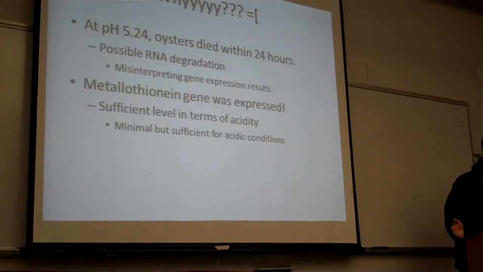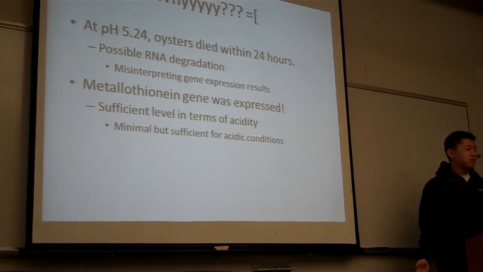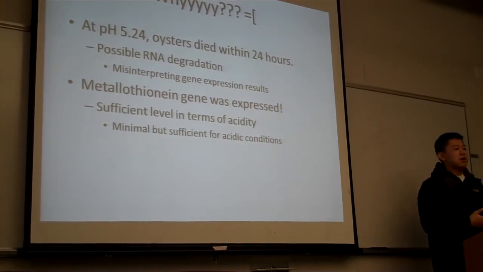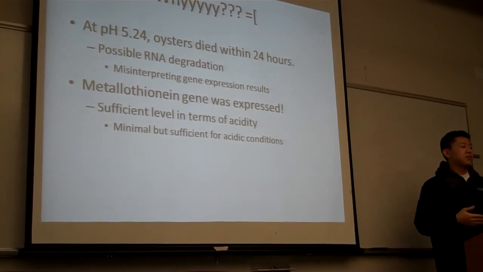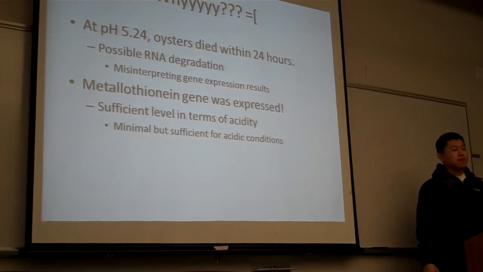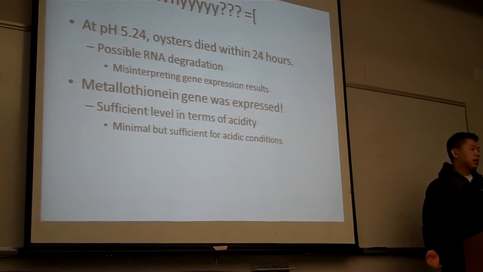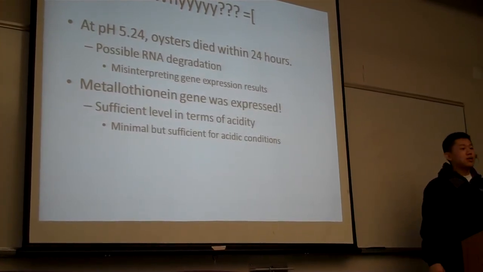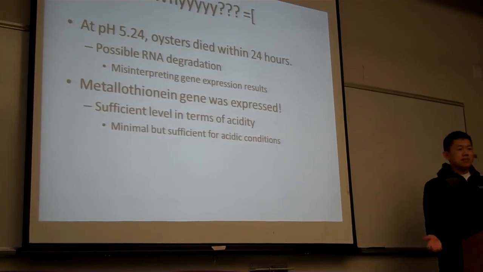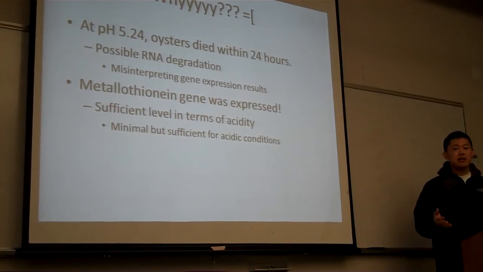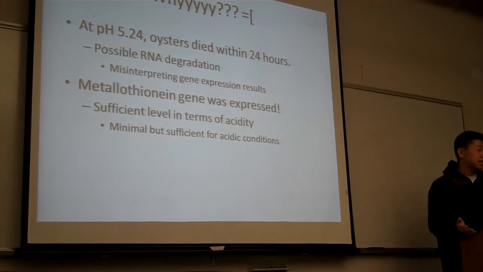And then reflecting on it, something to note was that the individuals in the pH of 5.24 died within 24 hours. So a possible reason for the results that we got was that maybe the oysters died in 6 hours, and then when we sampled at 24, a lot of the mRNA from metallothioneins had degraded. So then the results that we got might be misinterpreted. So the gene expression could have been a lot higher if we had sampled at maybe 6 hours versus the 24 hours. And then nonetheless, the metallothionein gene was expressed, so maybe the metallothionein gene expression was a response to the acidified conditions.